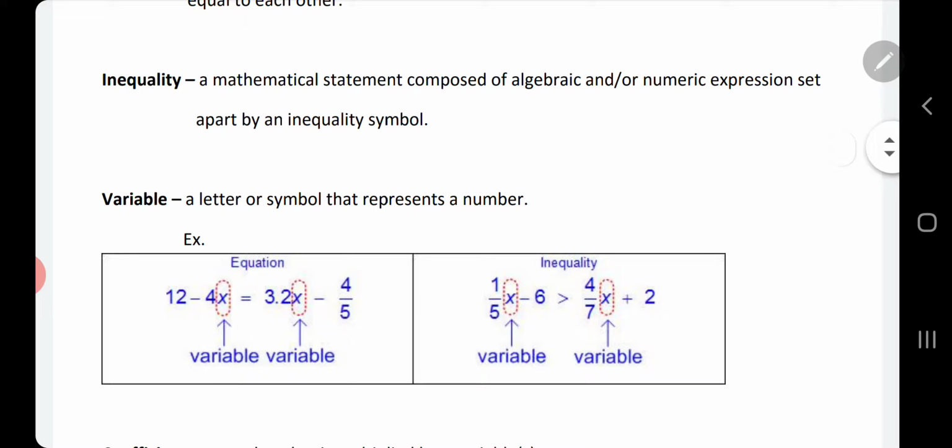An inequality is a mathematical statement composed of algebraic or numeric expressions set apart by an inequality symbol. So it's basically the same thing as an equation, except this time we're using inequality symbols such as greater than, less than, greater than or equal to, less than or equal to.